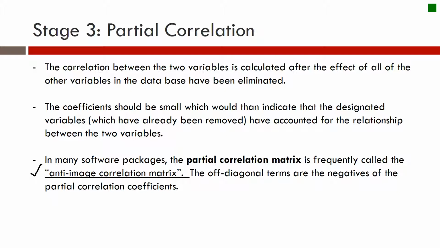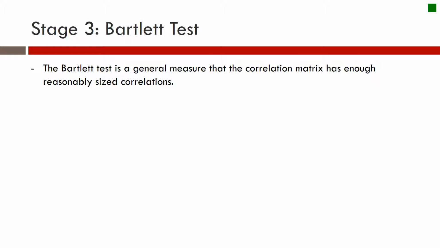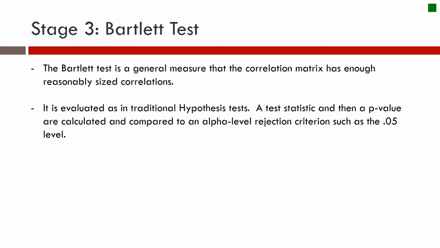Again, to run the practicality of it is to look at the partial correlation matrix and consider the rules that on diagonals will be 0.5 or greater, off diagonals will be less. Again, the Bartlett test, as I mentioned before, you want to look at the entire correlation matrix to confirm that within the entire correlation matrix there is sufficient correlation that's happening somewhere.